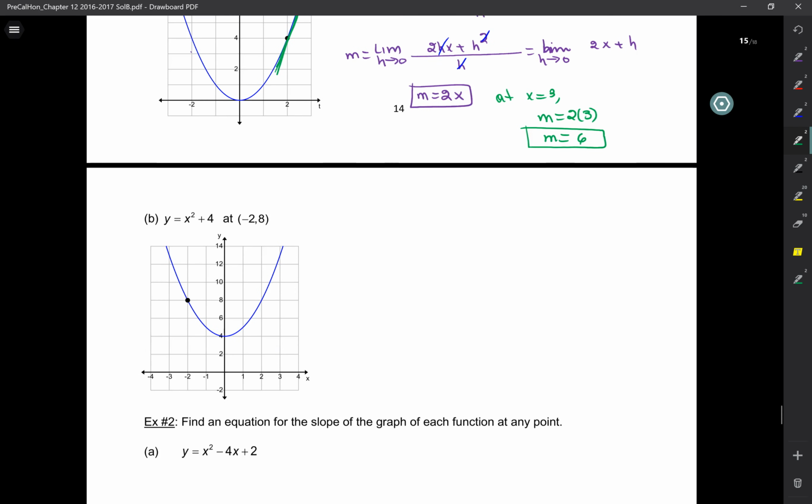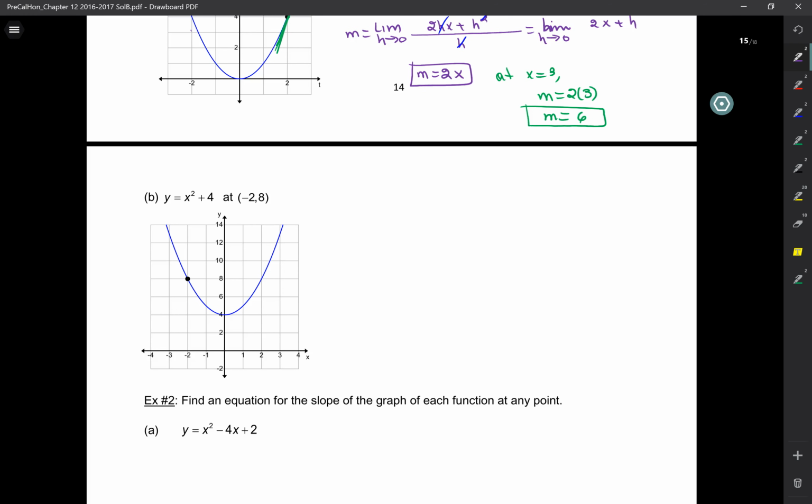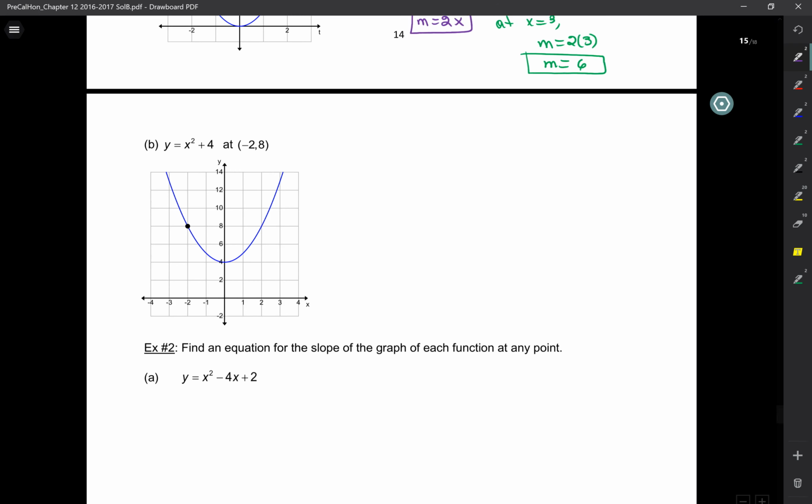Okay? All right, we're going to do the same thing for this one. So let's find f of x plus h first. That's x plus h squared plus 4, so x squared plus 2xh plus h squared plus 4. I'm just substituting. We're good with this? The function is x squared plus 4. So now I substitute x plus h here: x plus h squared plus 4.